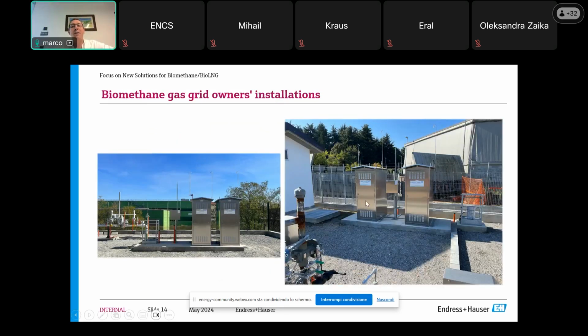And this is how it appears when it is installed in field. Specifically, this is a transportation grid entry point. We have already realized more than 90 of these installations.